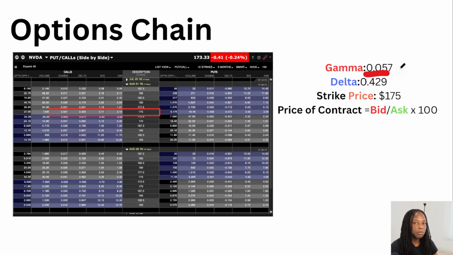0.0057. What does that mean? It means that for every increase in your delta, you would have a $5.70 increase in the option contract.